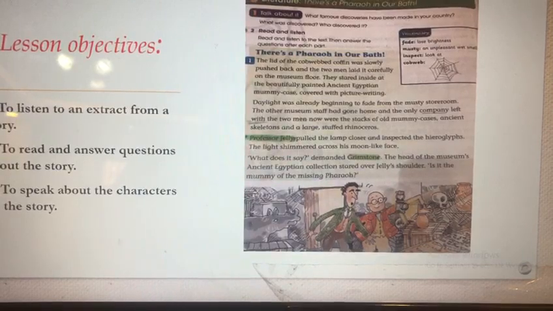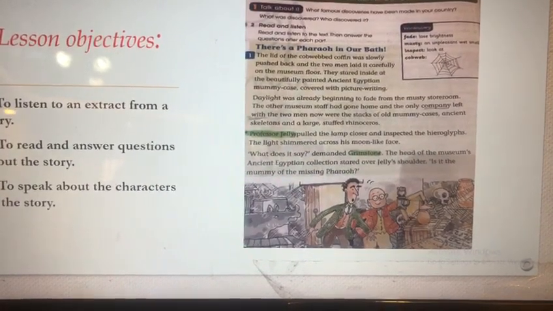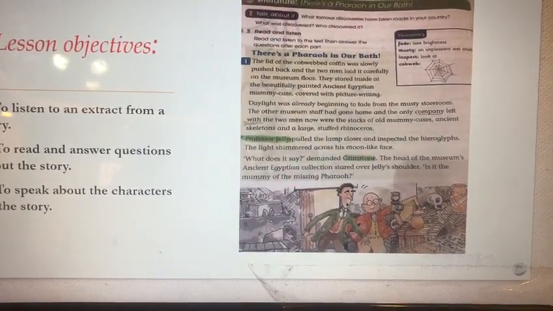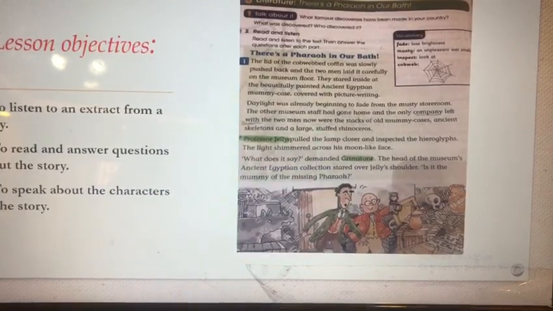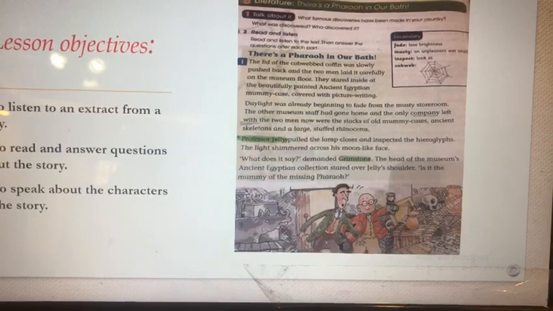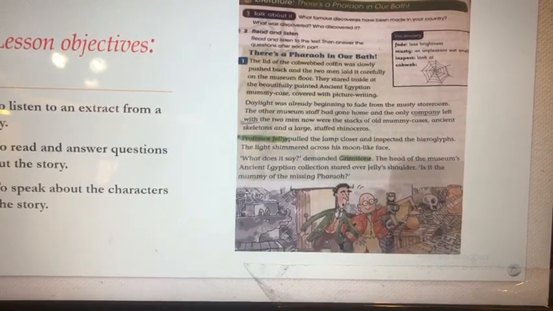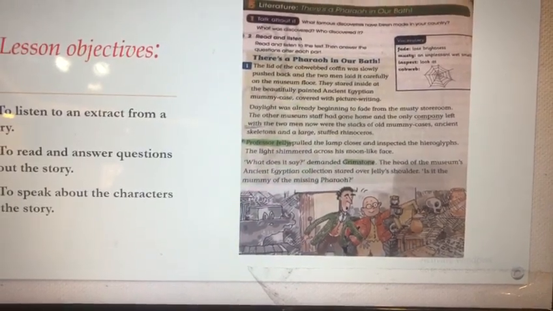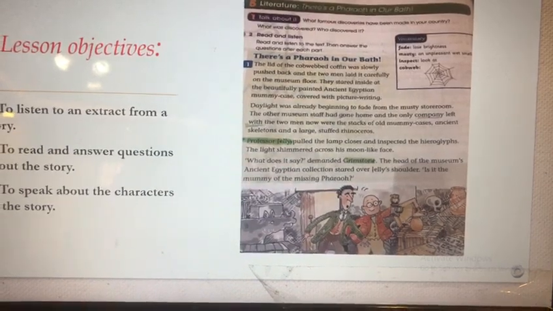Professor Jelly pulled the lamp closer and inspected the hieroglyphs. The light shimmered across his moon-like face. "What does it say?" demanded Grimston. The head of the museum's ancient Egyptian collection stared over Jelly's shoulder. "Here is the mummy of the missing Pharaoh."